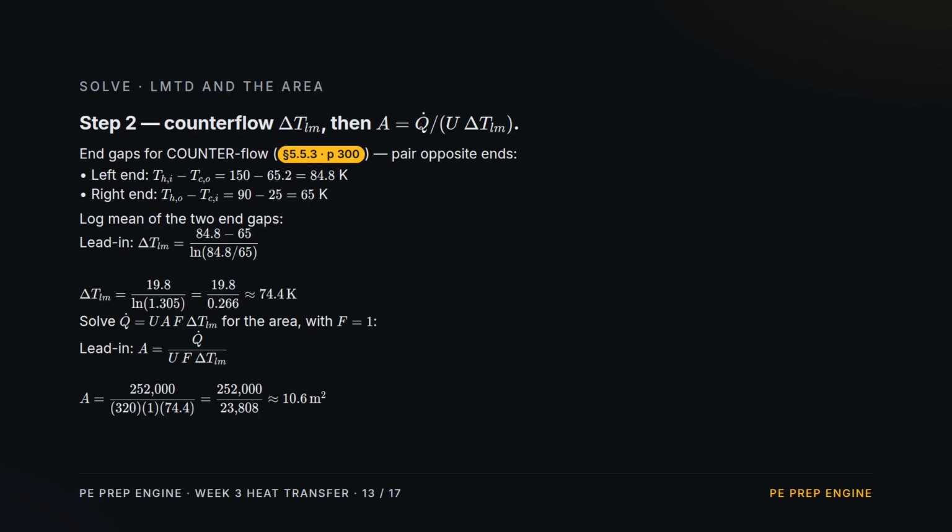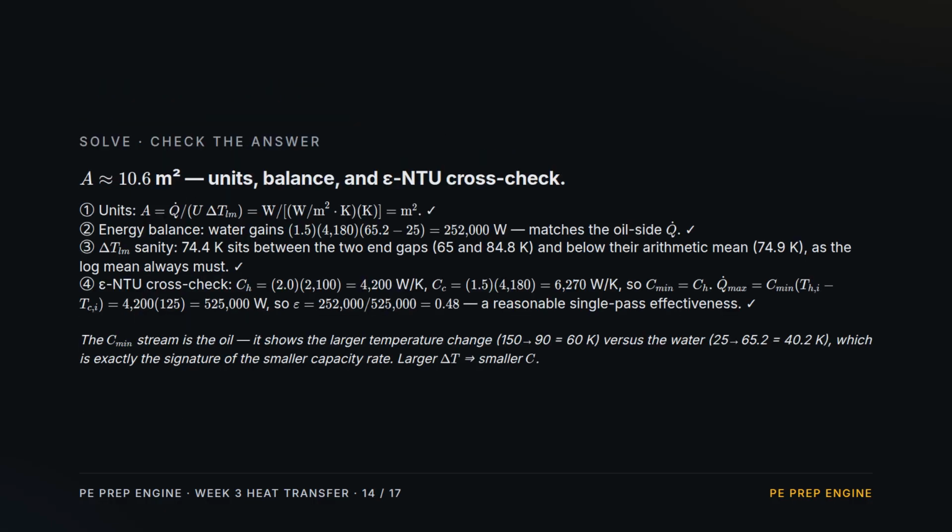Step 2. The LMTD, then the area. For counterflow, the two end gaps pair opposite ends. Oil inlet minus water outlet, and oil outlet minus water inlet. Their log mean, the difference over the natural log of the ratio, is about 74.4 Kelvin. Then the area is the heat rate over U times F times delta TLM. Final answer, about 10.6 square meters.